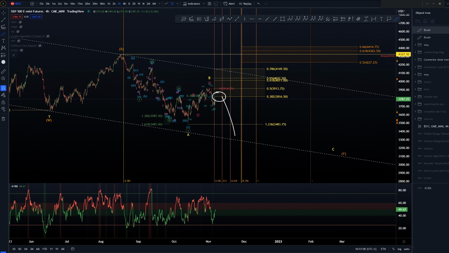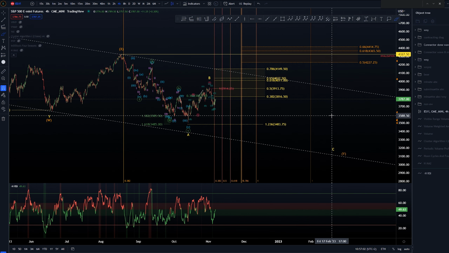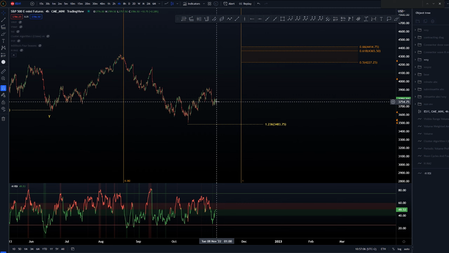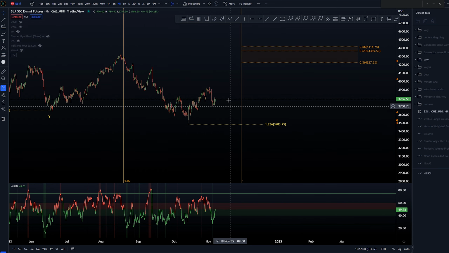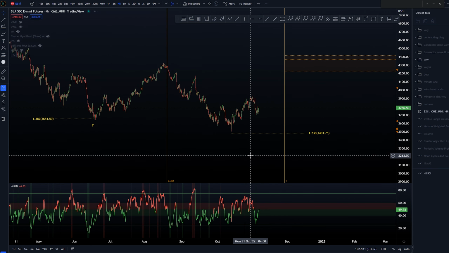But I think that is pretty much all the expectations I have for S&P 500 for today and basically this week. I feel like it's going to be most likely taking time and creating that lower leg as well.